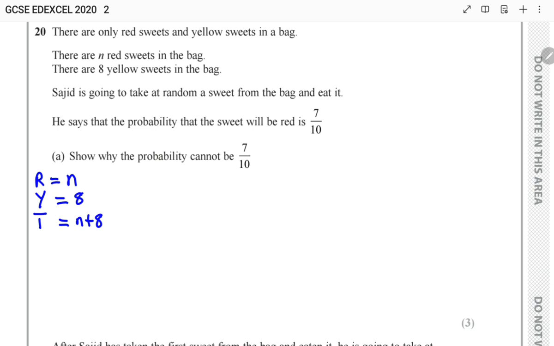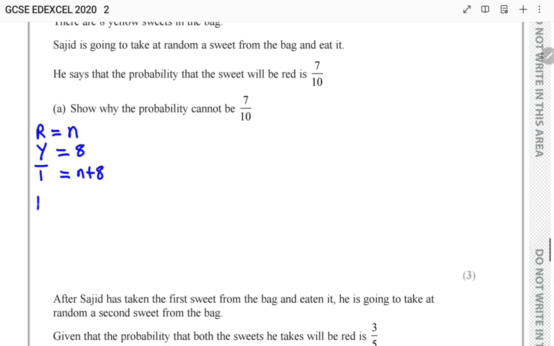Then let's move on. Sajid is going to take at random a sweet from the bag and eat it. He says that the probability that the sweet will be red is 7 over 10. Now, the probability of having a red sweet is going to be the number of red all over the total, which is n plus 8. But remember, Sajid said that the probability is 7 over 10. And we're asked to show that the probability cannot be 7 over 10.